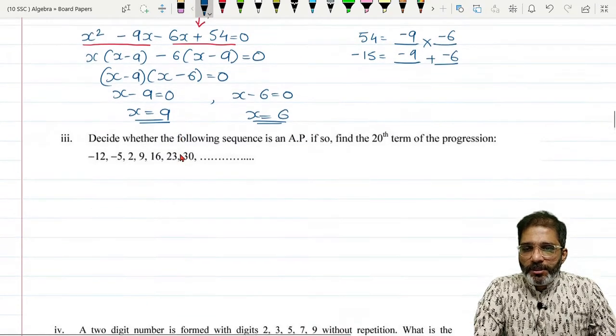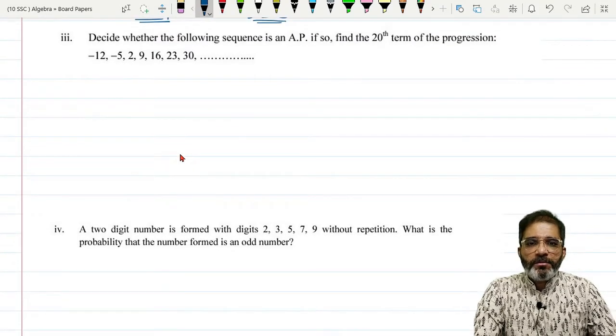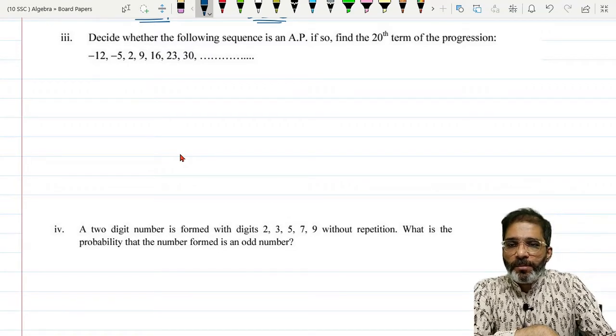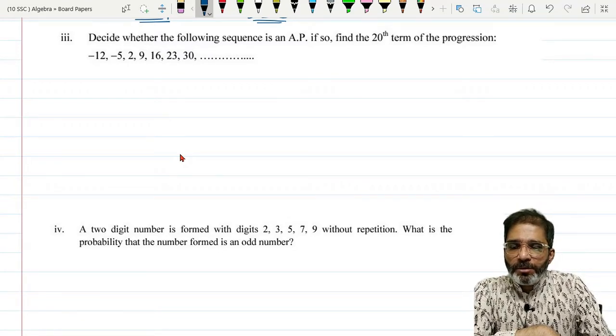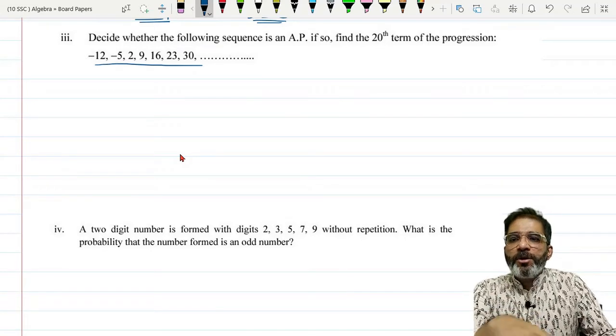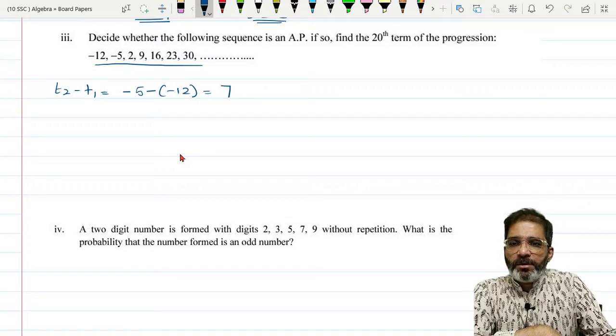Yes, so let's see the third one. The question is to decide whether the following sequence is an AP or not. To determine whether this particular sequence is AP or not, first you have to find the value of common difference for each. So what I'm going to do is T2 minus T1, that is minus 5 minus of minus 12, that is plus 12, so it will become 7.